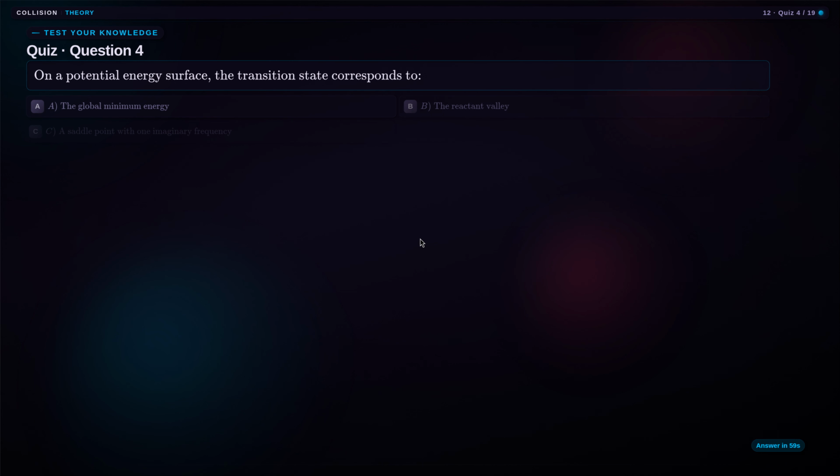Quiz question 4. On a potential energy surface, the transition state corresponds to which feature? Option A, the global minimum energy. Option B, the reactant valley. Option C, a saddle point with one imaginary frequency. Option D, the product valley. Consider the mathematical definition of the transition state on a potential energy surface.